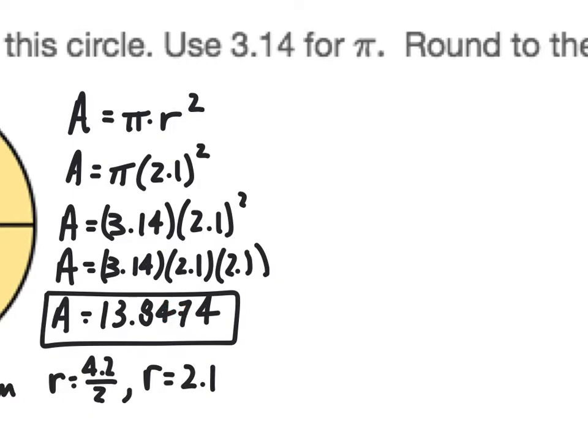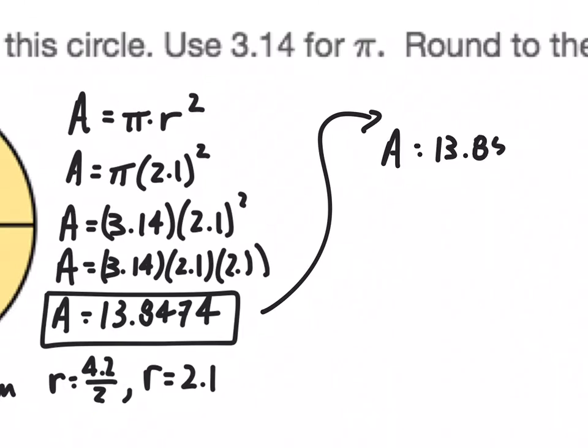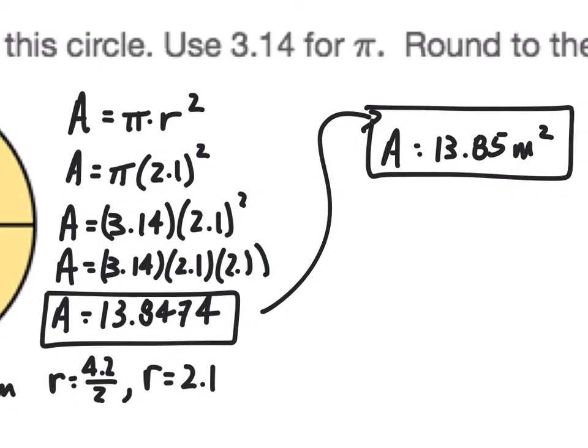So this area, rather, is going to become 13.85, and that's going to be meters squared. And that's what we've got.